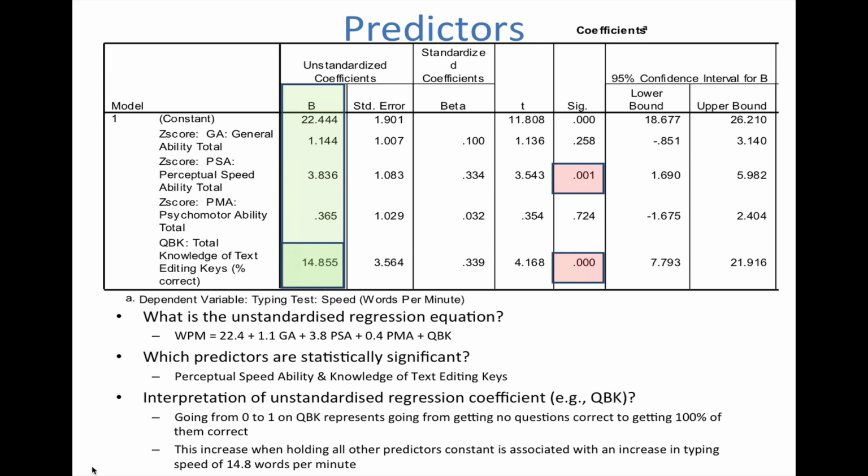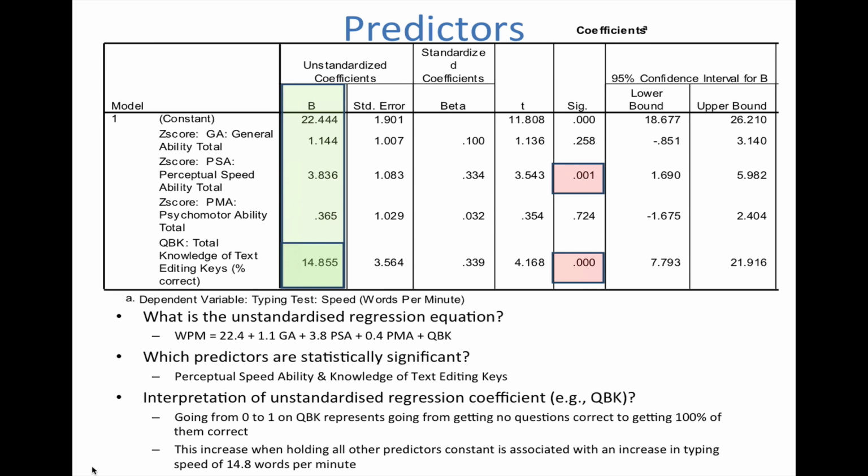In terms of a regression equation, we could predict someone's typing speed as 22 words per minute plus 1 unit times their general ability plus 3.8 times their perceptual speed ability plus 0.36 of their psychomotor plus 14 times their proportion correct. And you could apply that to anyone's data and get a prediction of their typing speed.